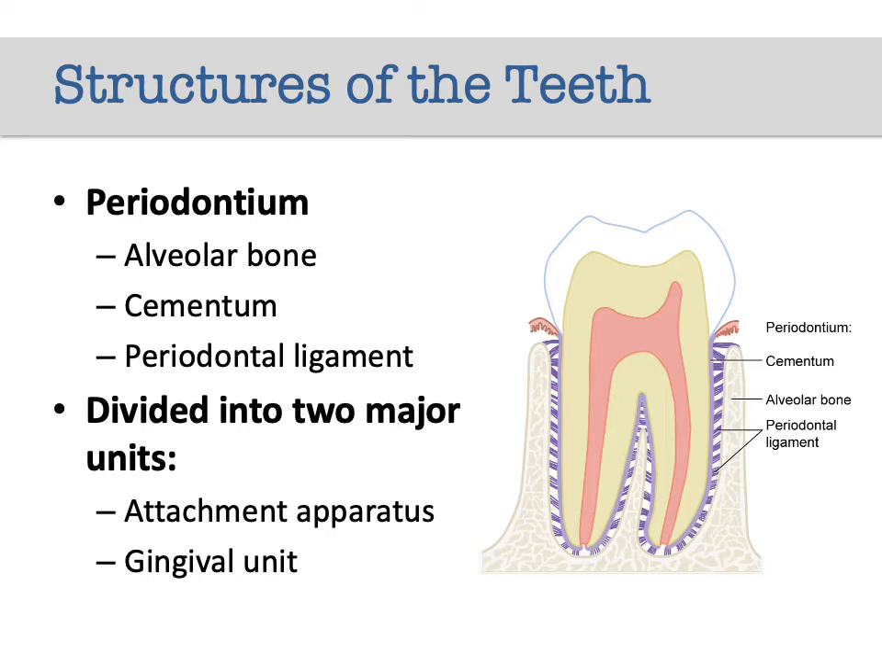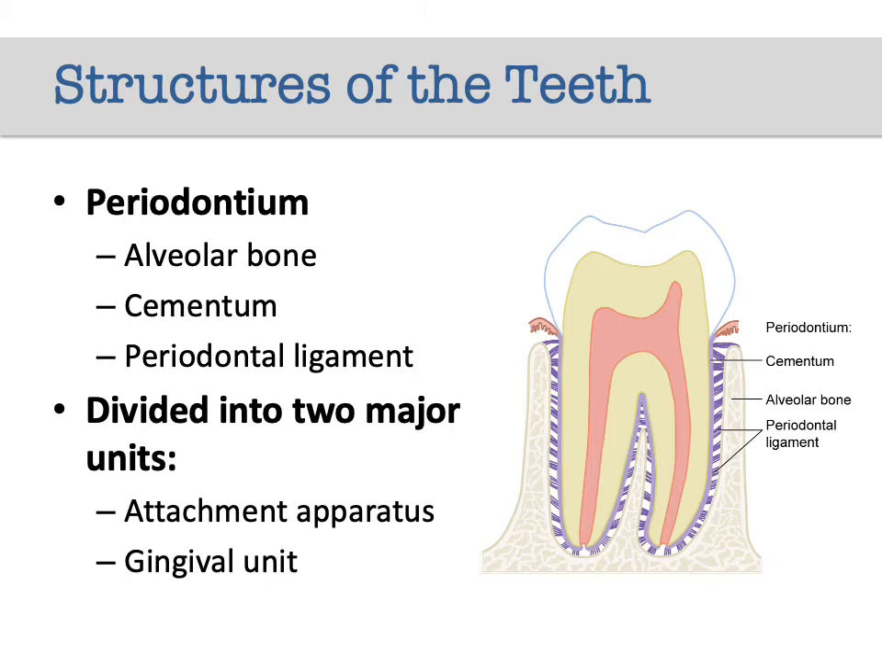The periodontium is an umbrella term that contains other structures. So the periodontium consists of the alveolar bone, which remember that is the bone of the jaw that the tooth is in, the cementum, which is that outer layer of the tooth on the outside of the root, and the periodontal ligament. In this picture, you can see the periodontal ligament are these little purple fibers or ligaments that connect the tooth to the bone.